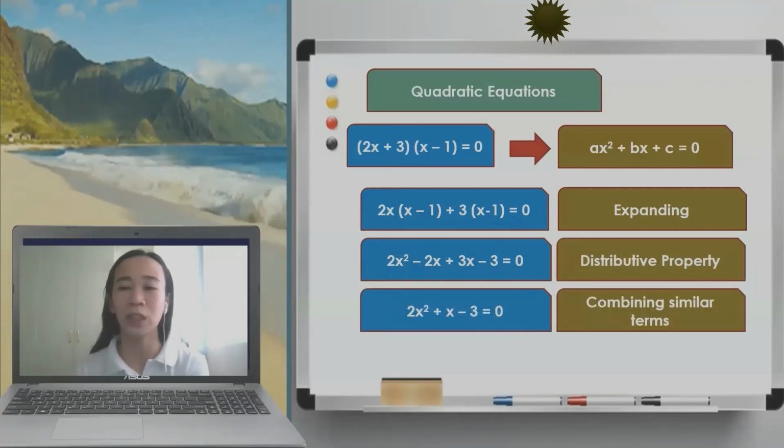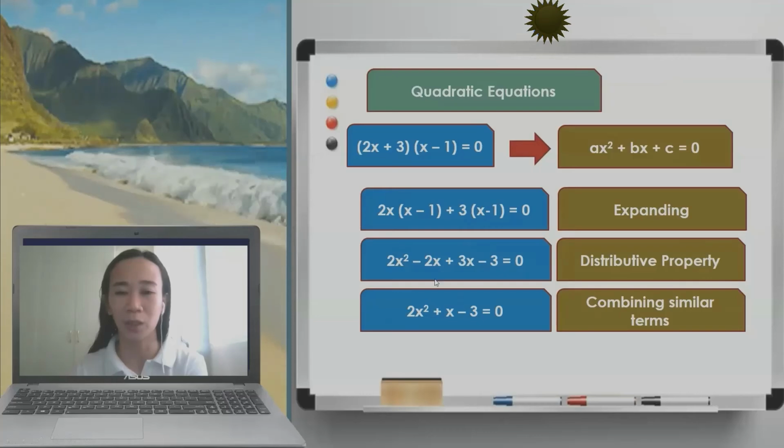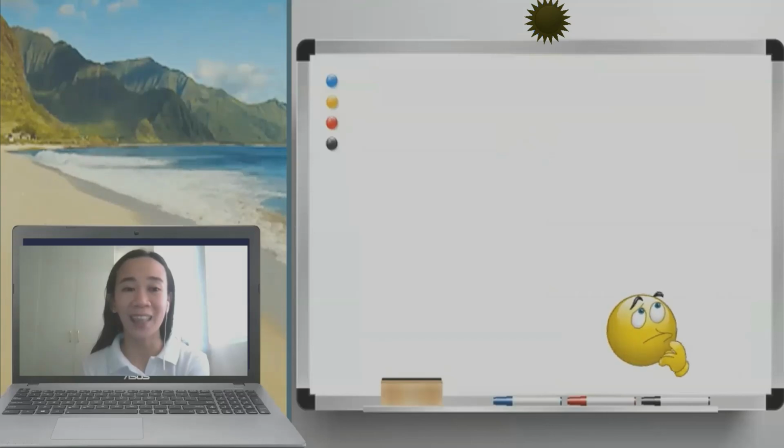Then next, we just combine the similar terms. Since we don't have a similar term for x squared, we will just copy 2x squared. For x, we have negative 2x and positive 3x. When we combine these, we will have positive x and then negative 3 equals 0. Now let us find the x.